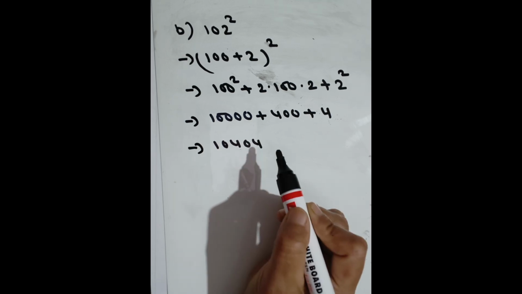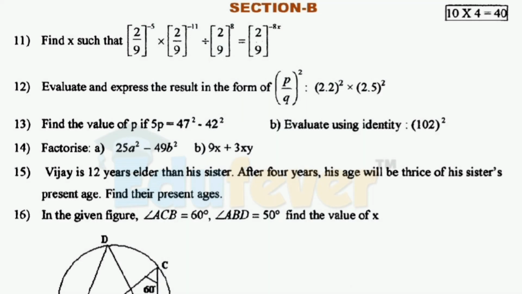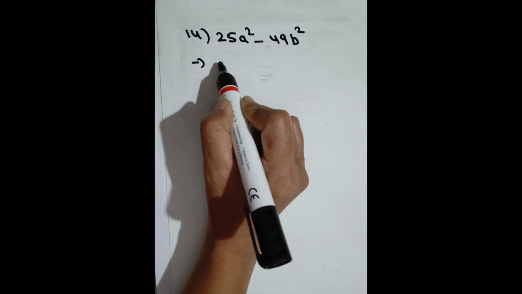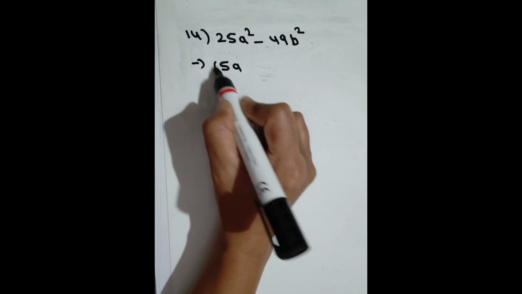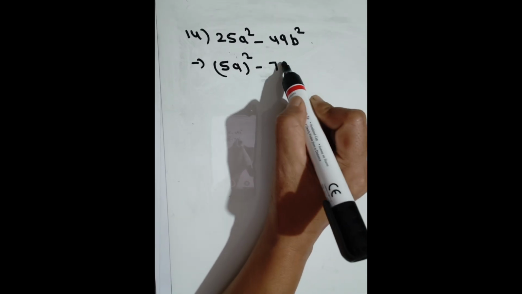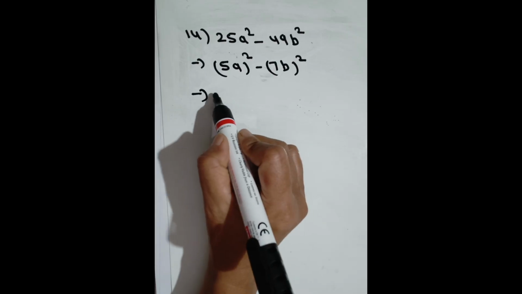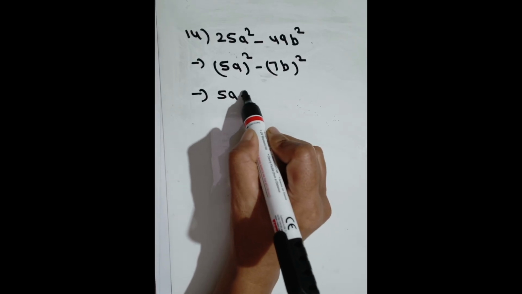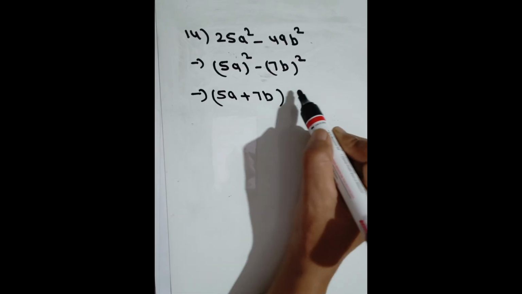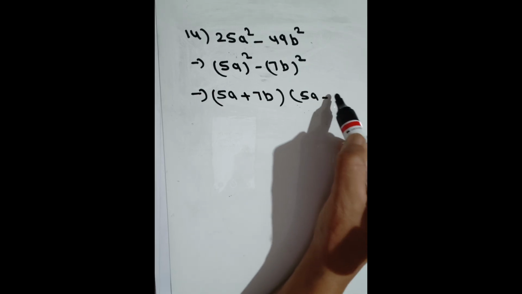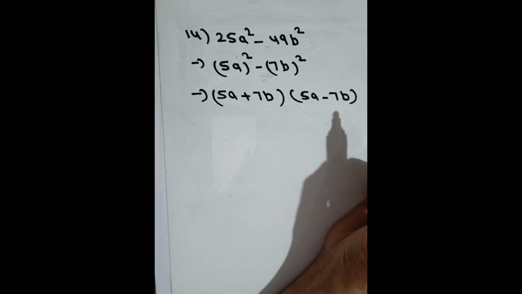Let's move on to question number 14. Factorize 25a square minus 49b square. Let's do this. Now 25a square equals 5a whole square minus 49b square is equals to 7b whole square, which is in the form of a square minus b square, which gives you a plus b, a minus b, where a is 5a and b is 7b.